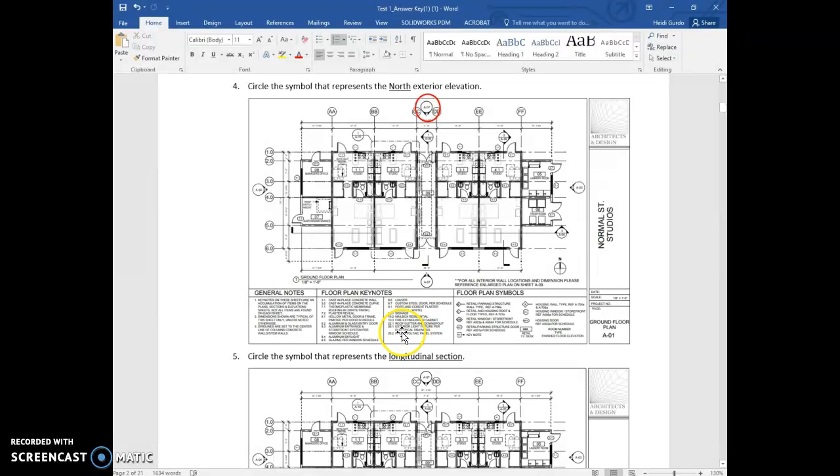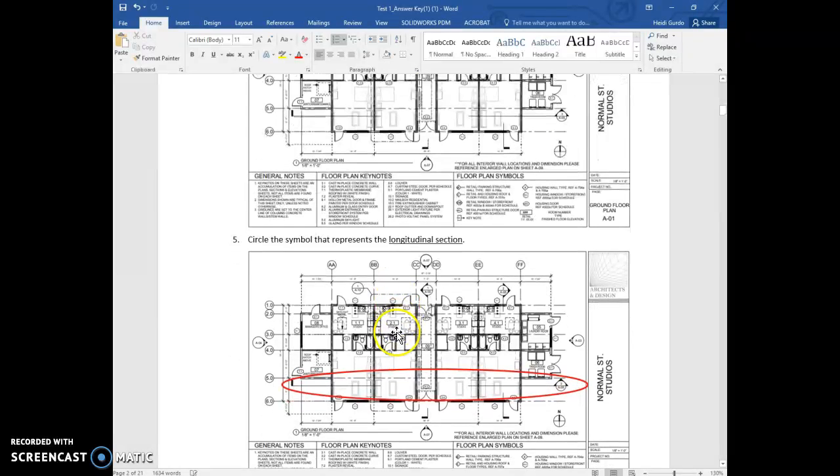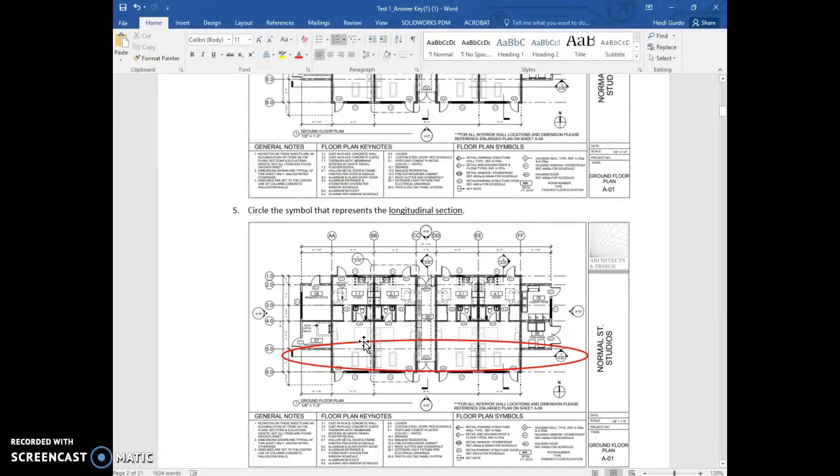5 says circle the symbol that represents the longitudinal section. So remember, a section that's longitudinal is cutting the long way through the building. So we see this section here running the long way through the building. Now the section is broken up, but it's just because they did it for readability on the drawing. If they had brought this line all the way through, it would have covered this door tag that says 9.2. So the line was just broken, but it still follows that same line. It's cut the long way through the building, so it's a longitudinal section.